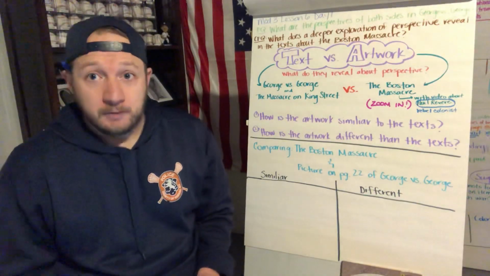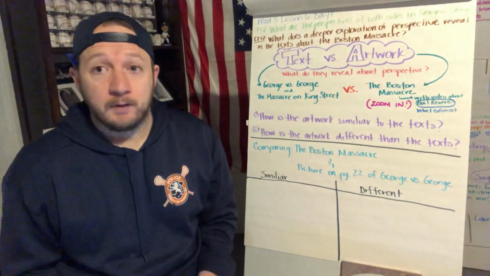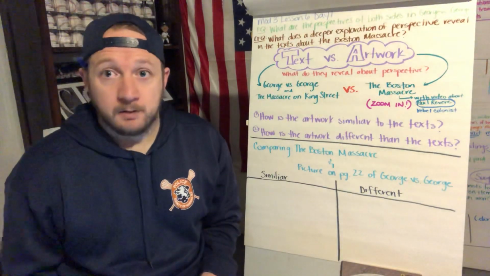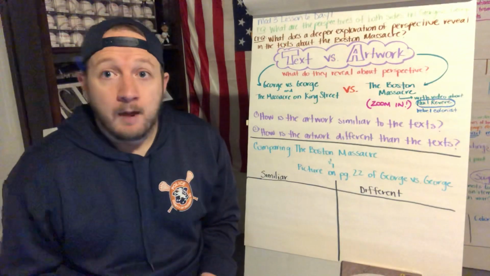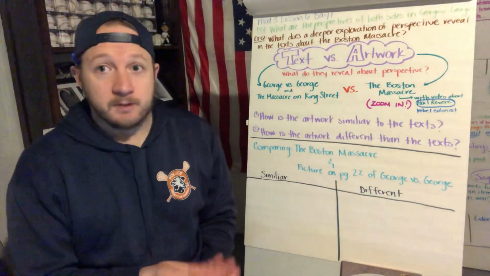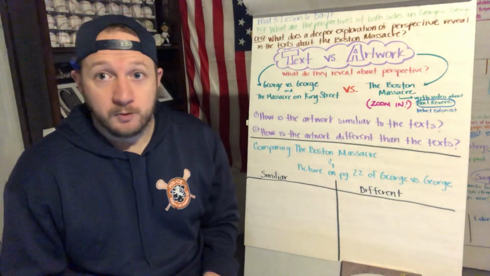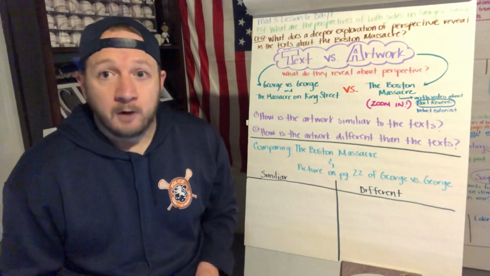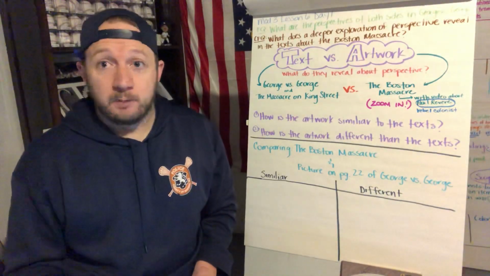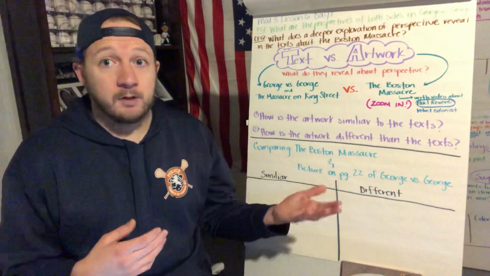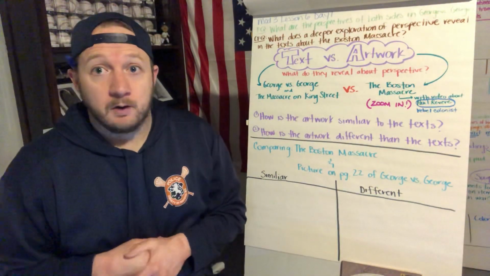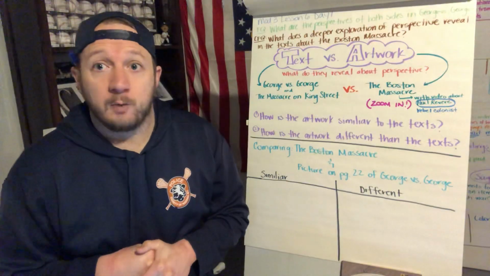I think you guys are actually going to really like today's lesson. We're going to be looking at the artwork again, the Boston Massacre artwork by Paul Revere. And we're also going to be comparing that artwork to another artwork that we've seen, which is on page 22 in George versus George. And aside from comparing the artworks, we're also going to be comparing text and art. So that's something we haven't done before. So we're going to be taking what you've learned so far from reading and applying it to what you've seen so far with the artworks as well.